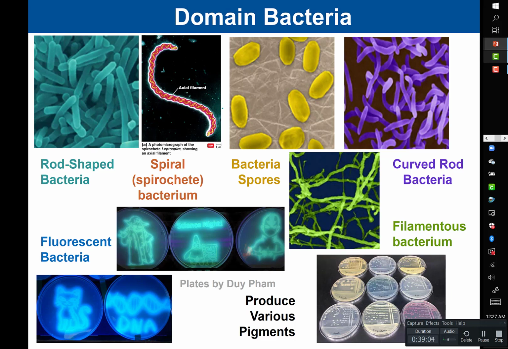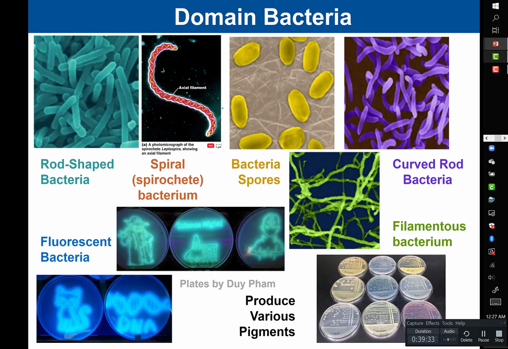We have our rod-shaped bacteria like E. coli that's found in your gut. We can have spiral bacteria, what's called a spirochete bacterium. An example, not this one, but another example that you may have heard of before is if you've heard of the sexually transmitted disease syphilis. Syphilis is caused by a bacterial infection. It's caused by a type of organism called Treponema pallidum. That's the name of the bacteria that causes the infection.